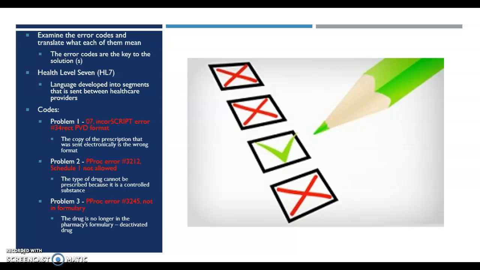The second problem, the Schedule 1 not allowed. The type of drug cannot be prescribed because it is a controlled substance. All drugs have a schedule, like a schedule number. So this is a Schedule 1. It goes from Schedule 1 to Schedule 5, I think. So Schedule 1 is not allowed to be prescribed and it cannot be filled at a pharmacy. So the physician would probably have to prescribe a new medication.